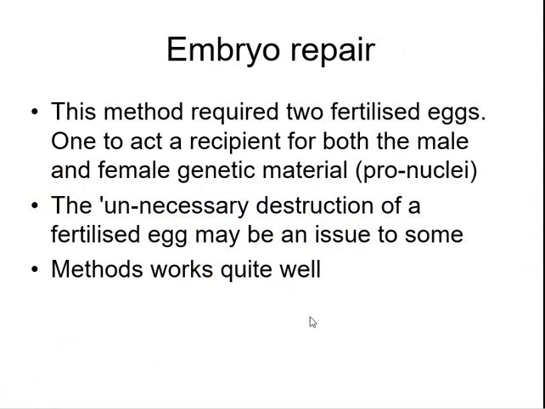The key point to consider when we think of the ethics of this is that this method works very well, firstly, but it requires two fertilized eggs, one to act as the recipient for both the male and female genetic material. It means a potentially unnecessary destruction of a fertilized egg, which ethically may be an issue for some people. That's the main drawback of this particular technology. Now there is a separate method that we're going to cover next which gets around this possibility.